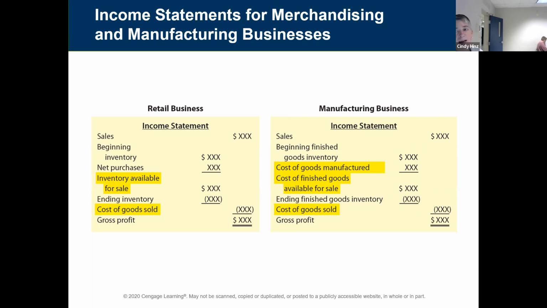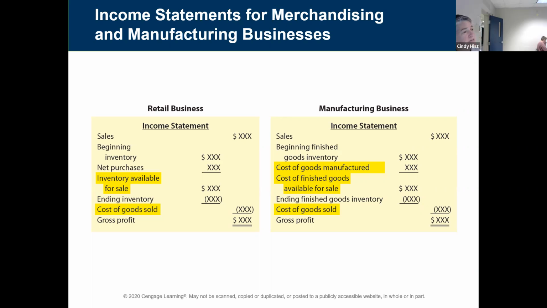On the manufacturing side, we have to calculate that cost of goods sold based on a new calculation that we did not need to do in financial accounting, and that is the cost of goods manufactured.